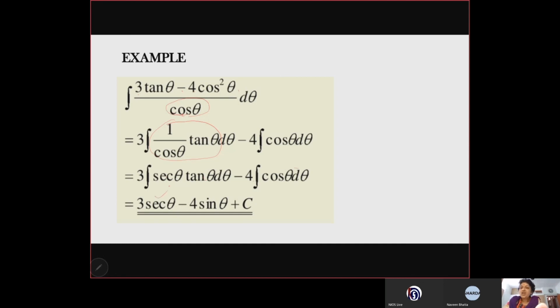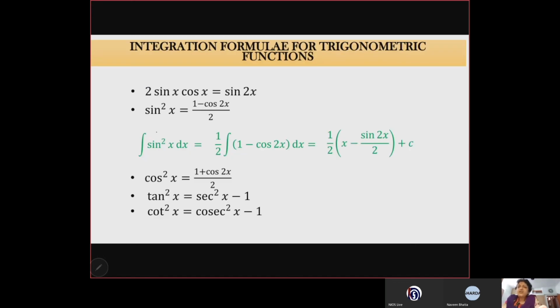And integral of 4 cos theta. Now cos theta is the derivative of sine theta. So integral cos theta is nothing but sine theta. So we get the answer 3 sec theta minus 4 sine theta plus c. Moving further, we can also use some trigonometric formulae, identities we learned to integrate.